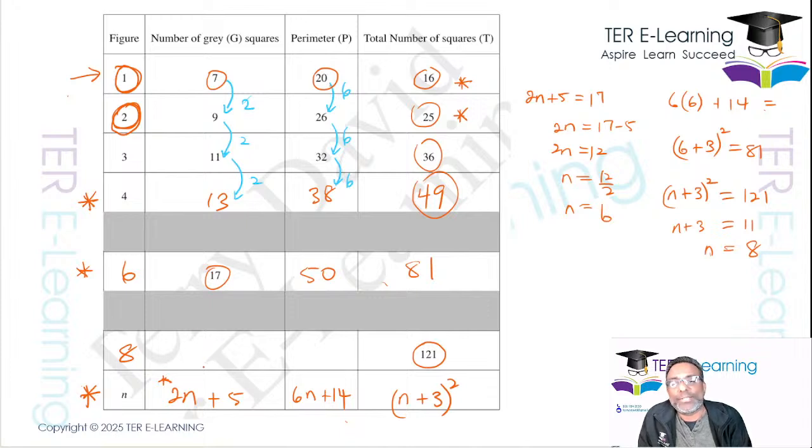So if you want to work out the total number of gray squares, we plug 8 into our formula. 8 2s are 16. 16 and 5, you're going to get 21. And then if you want to work out the perimeter, it's going to be 6n plus 14. So that's going to be 8 by 6 plus 14, and you're going to get 62.